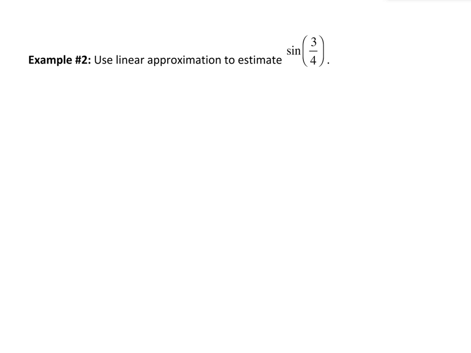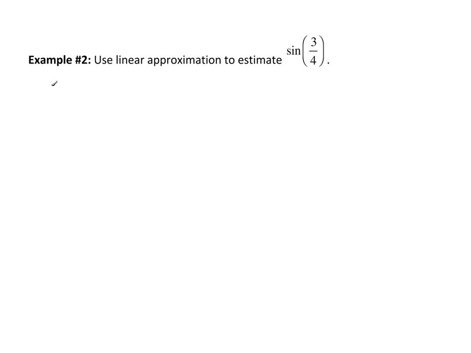Now here's another example. I want to use linear approximation to estimate sine of 3/4. Very common, like in homework problems, it'll say at a known point, like x equals pi over 4. And that's what I'm going to use here. I'm going to use pi over 4 because pi is 3.14, so pi over 4 is roughly 3 over 4. So pi over 4 should be pretty close to 3 over 4.